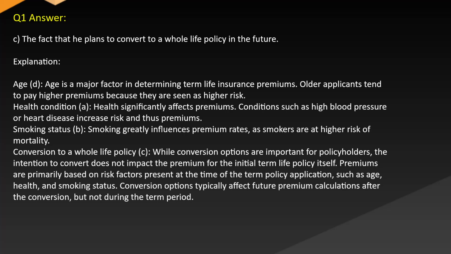Answer: C. The fact that he plans to convert to a whole life policy in the future. Explanation: Age, D. Age is a major factor in determining term life insurance premiums, as older applicants tend to pay higher premiums because they are seen as higher risk. Health condition: A. Health significantly affects premiums. Conditions such as high blood pressure or heart disease increase risk and thus premiums. Smoking status: B. Smoking greatly influences premium rates, as smokers are at higher risk of mortality.